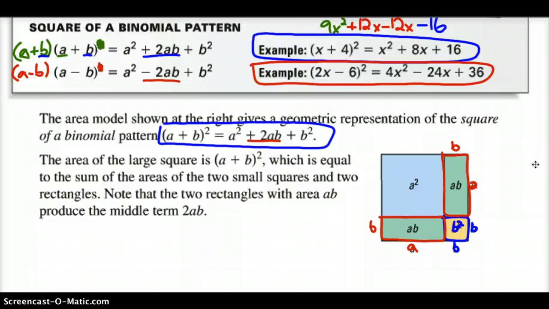And then finally the a squared comes from, if this width is a, that means this is a, and if this one's a, that means this is a. So this is where our a squared comes from. We have these three separate parts here, the green, the red, and the blue, and that really models this square of a binomial pattern. I think it does a pretty good job of that. So we're going to take a look at some examples in the next videos, and hopefully this starts making a little bit more sense.